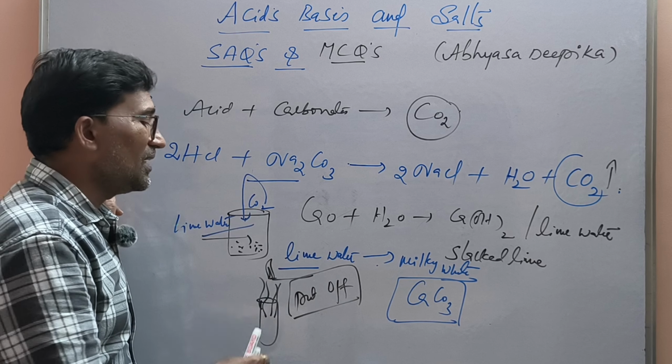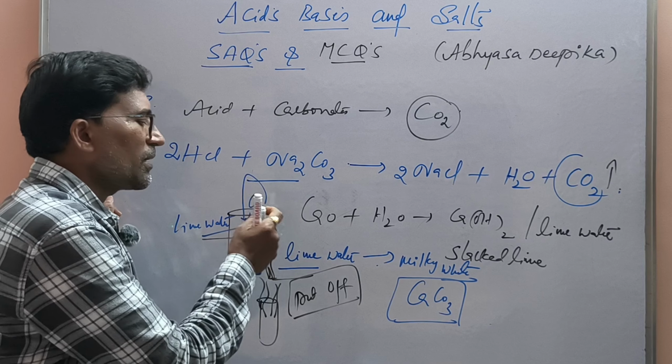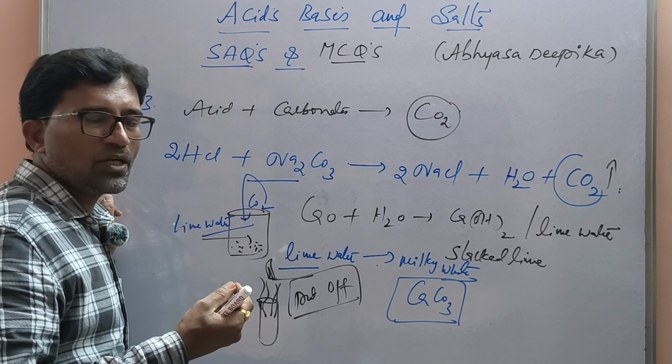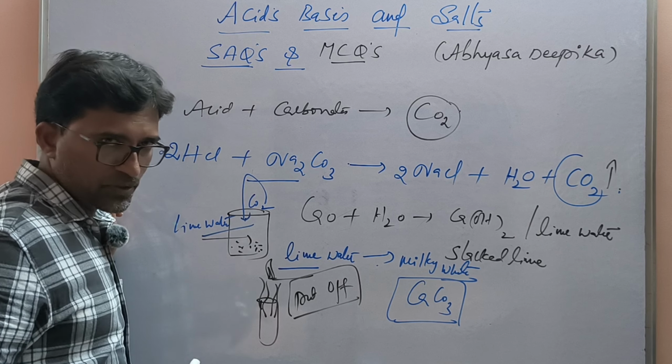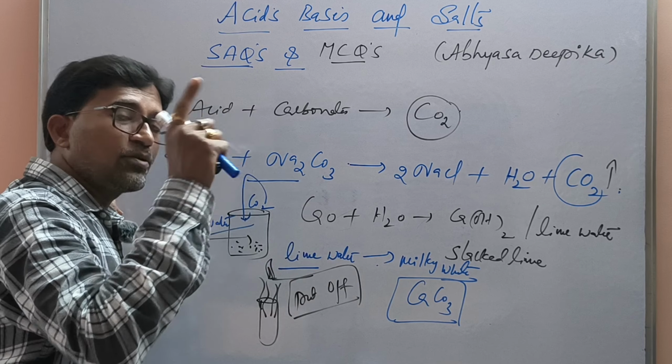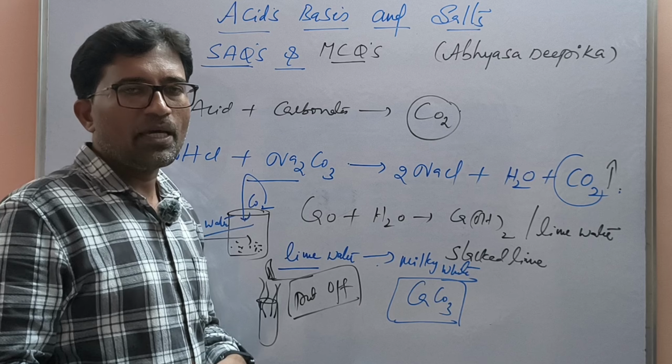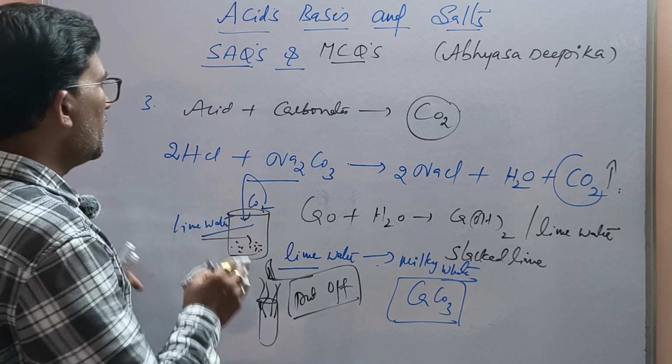And one more way to test the gas is to bring a burning splinter or a burning matchstick near the carbon dioxide gas. It puts off the flame, not with a pop sound. If there is a pop sound, that is hydrogen gas. Carbon dioxide gas never gives a pop sound if you keep a burning splinter. That is the third question.